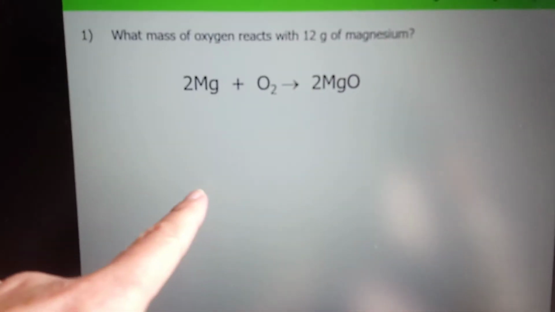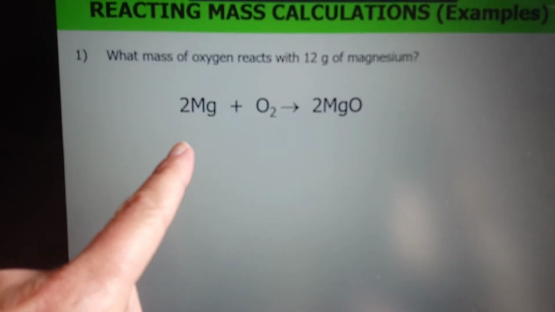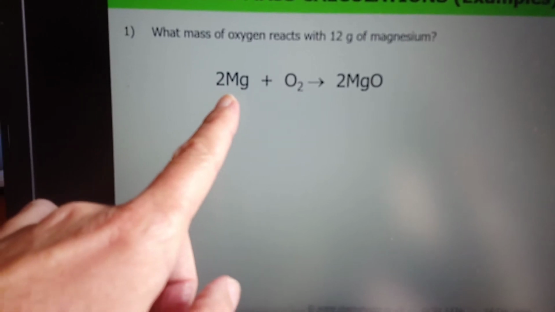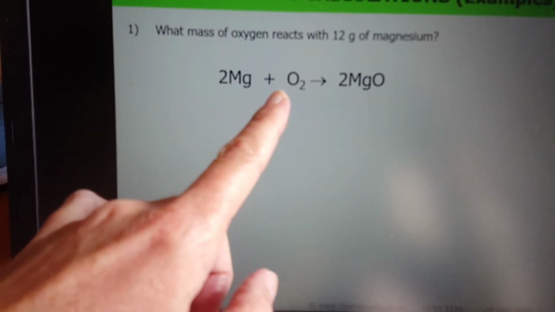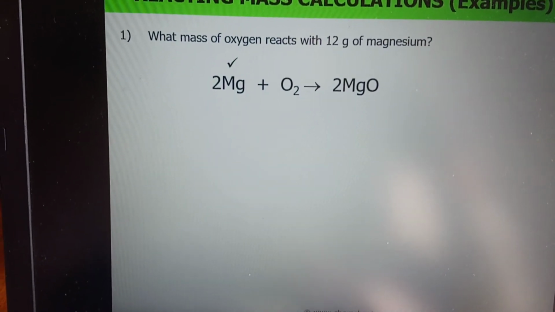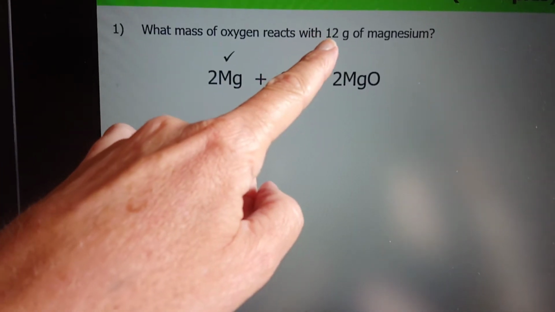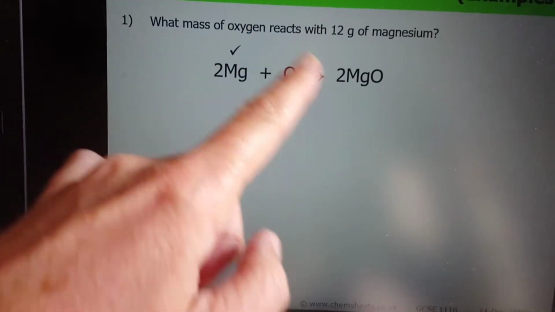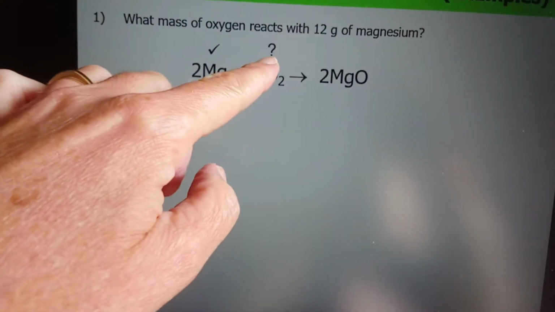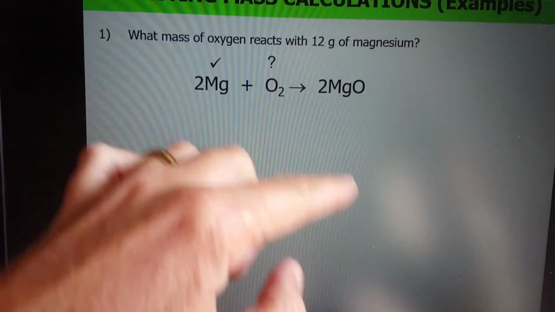Right, so our first one. What mass of oxygen reacts with 12 grams of magnesium? The balanced equation is 2 moles of magnesium would react with 1 mole of oxygen to form 2 moles of magnesium oxide. The thing that we know the mass of is our magnesium, so we put a tick over that. The thing that we don't know the mass of is the oxygen. We need to find that out. Okay?